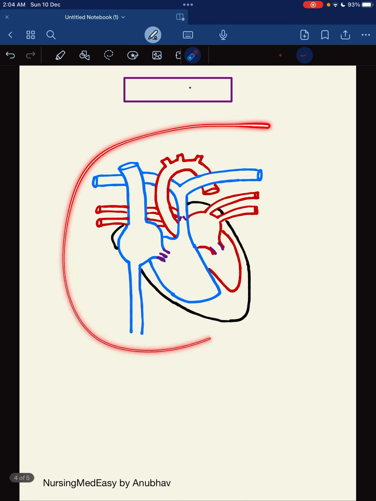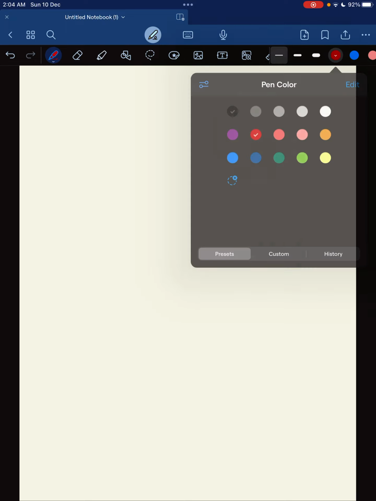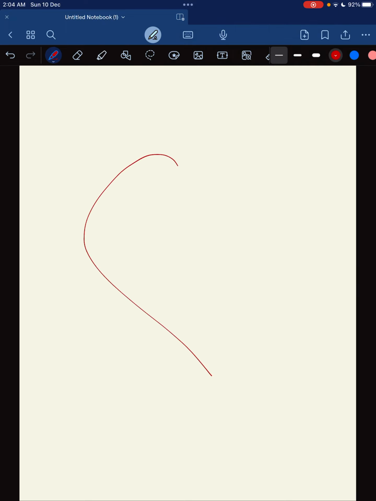The next thing we will look at are the various chambers of the heart. Here it is very complex, so we can simply learn by making a cartoon of the heart. Let's make the cartoon of the heart. Heart is of which color? Heart is of red color. So let's make the heart. So this is the heart.